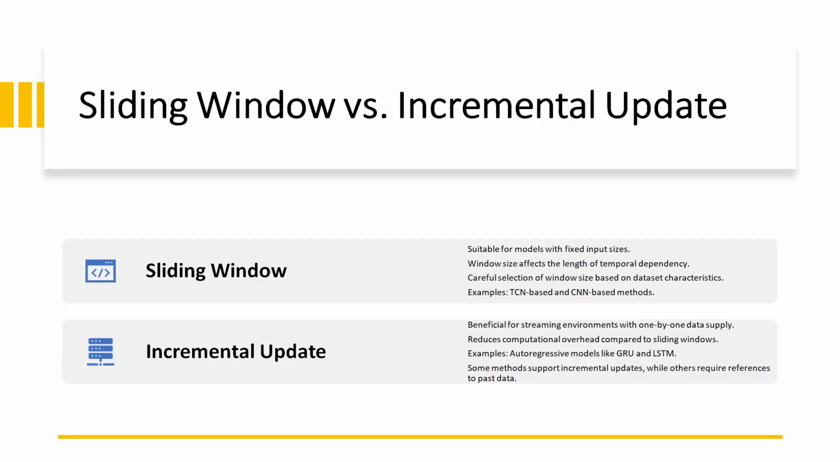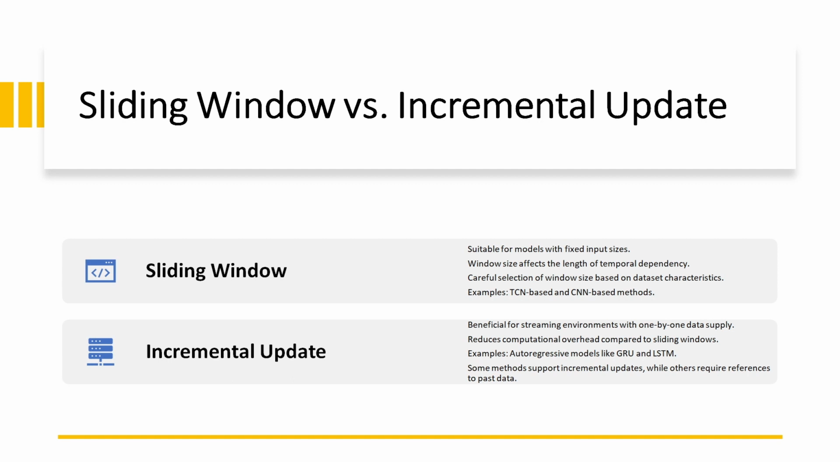Now let's talk about sliding window versus incremental update. First, the sliding window. It is suitable for models with fixed input sizes, and window size affects the length of temporal dependency. Careful selection of window size based on dataset characteristics is needed. Examples are TCN based and CNN based methods.